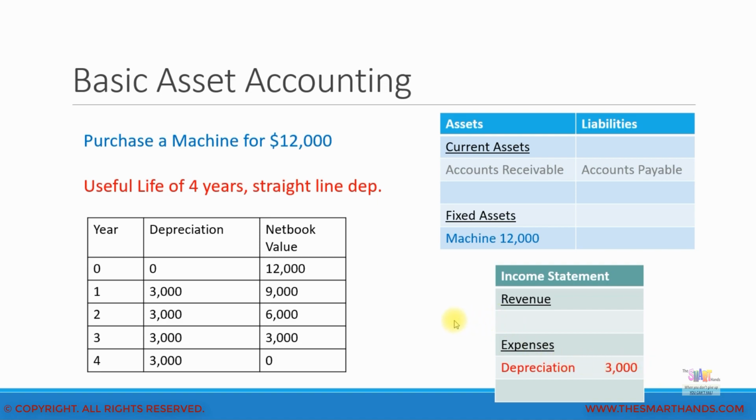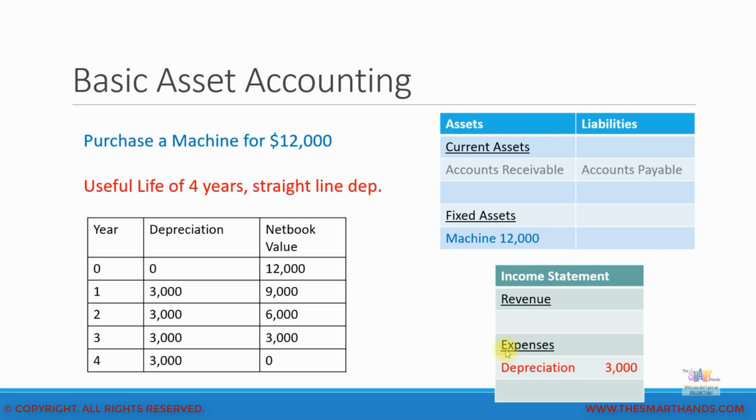Correspondingly, after 1 year, the machine's net value will be $9,000. So 9,000 will be posted in your fixed assets as the total value, not 12,000 anymore, and the 3,000 will be coming as depreciation. There are different GL accounts which make these postings happen, and we will get to that later in the presentations.